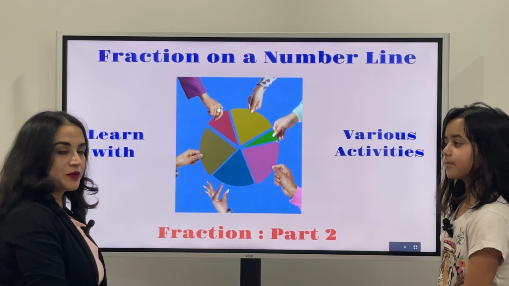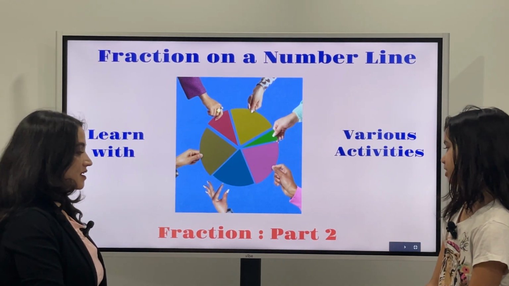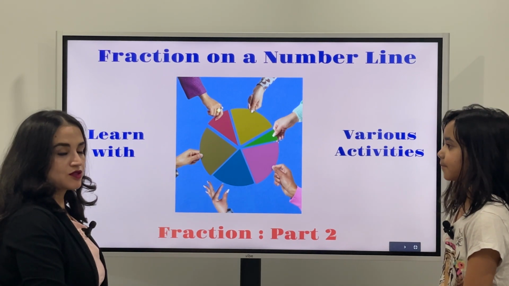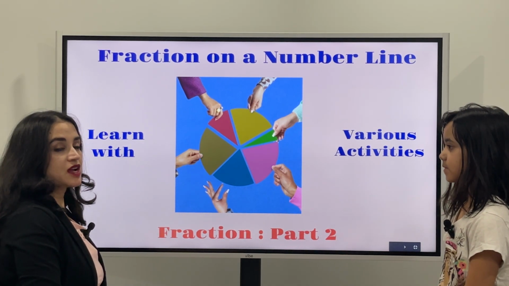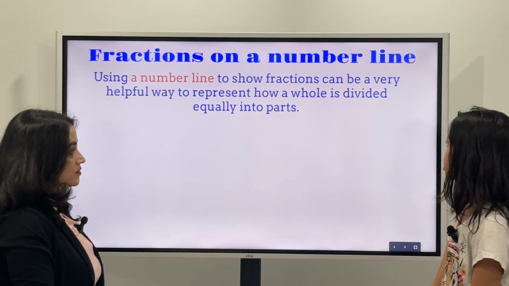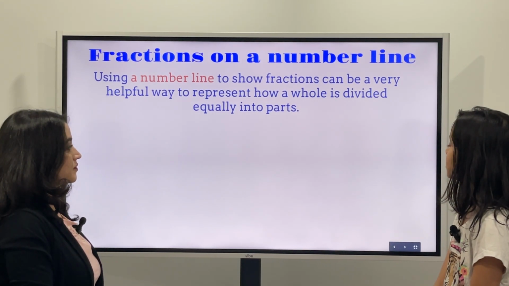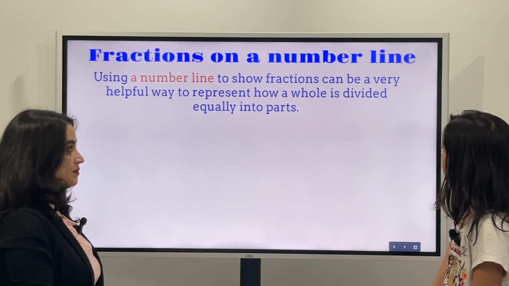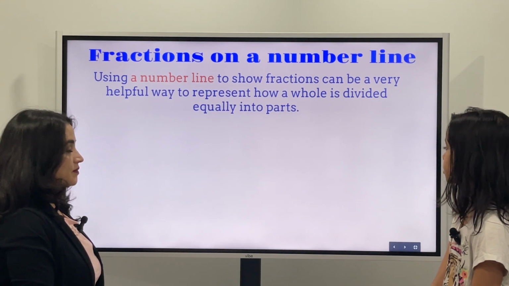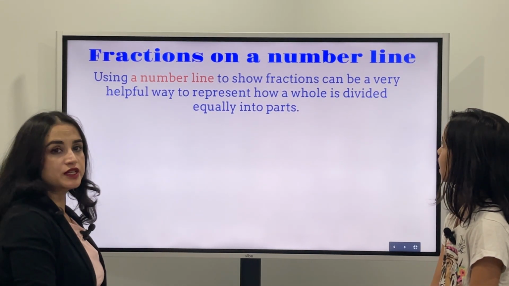In this video, we will talk about fractions on a number line, fraction part 2. Using a number line to show fractions can be a very helpful way to represent how a whole is divided equally into parts. So the key word is divided equally into parts.